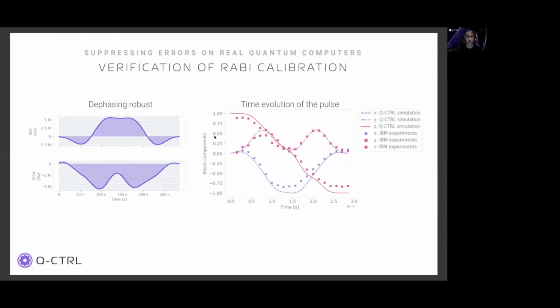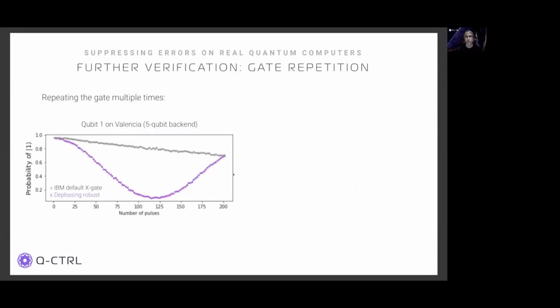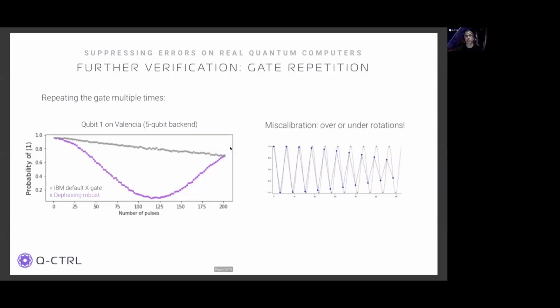So even though this is a good indication of your initial calibration, to really test its accuracy, you should do a different experiment. The experiment I'm referring to is repeating the gate multiple times. If there is an error in your initial calibration, this pulse repetition will amplify its effect and help you recalibrate the gate. So in this plot, we show the experiment done for the IBM X gate and our dephasing robust pulse. You can see the quick drop in fidelity for the robust pulse, but you can also see that it recovers later on. This is an indication of coherent errors as illustrated in this diagram on the right.